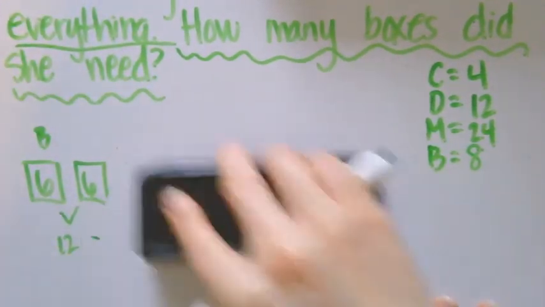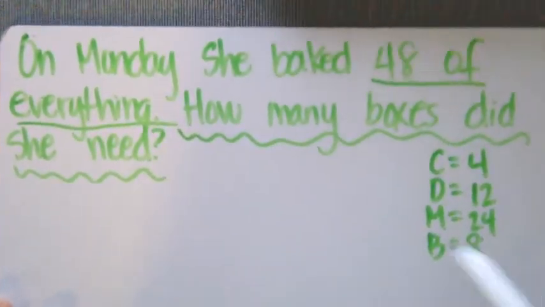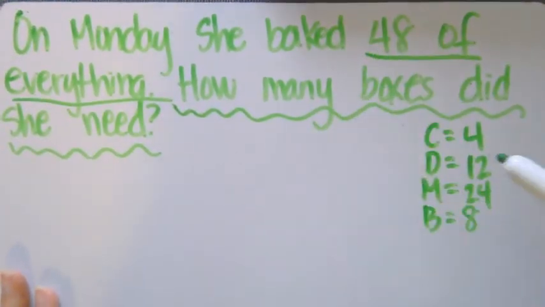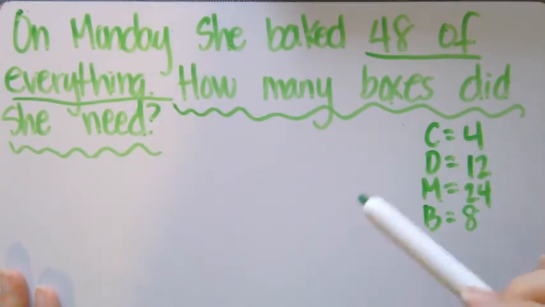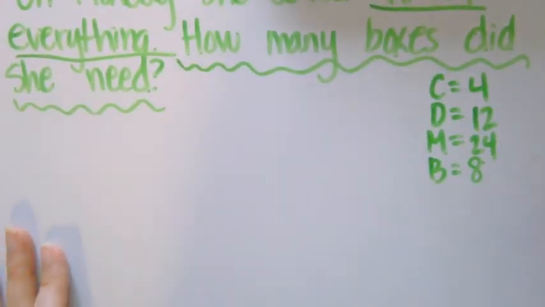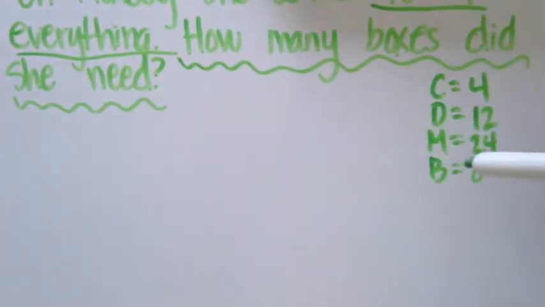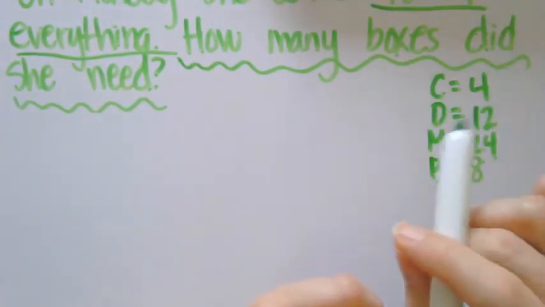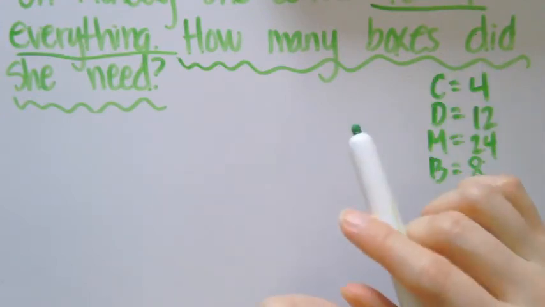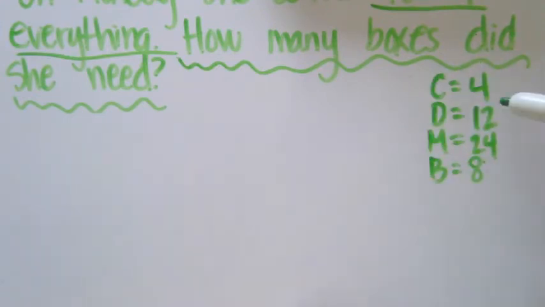Okay? Just thinking of all the different ways that you can reach your answer using different strategies, okay? All right, now we need to go back and make sure we have everything. Do we have 48 of everything? Yep, 4 boxes would give you those all 48. And how many boxes did she need? All right, a lot of different information. We need to still be able to restate that, okay? How many boxes did she need? She needed 4 boxes for cookies, 12 boxes for donuts, 24 boxes for muffins, and 8 boxes for bagels. Bam. That is how we restate.